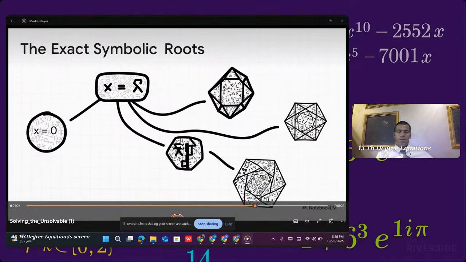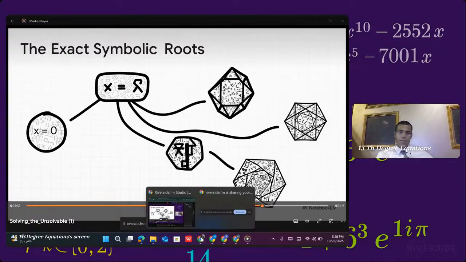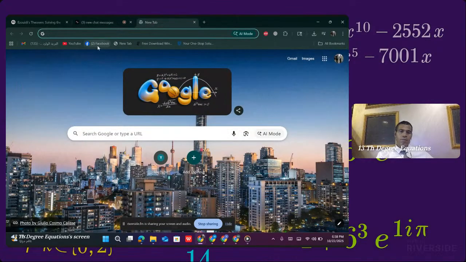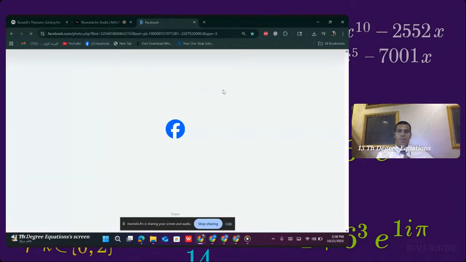One of them is obvious, right? X equals 0. The other 12 are found by solving that smaller part inside parentheses, which is now a way easier puzzle. And the key thing here, these aren't just close guesses. They are the exact, symbolic, crystal clear solutions.